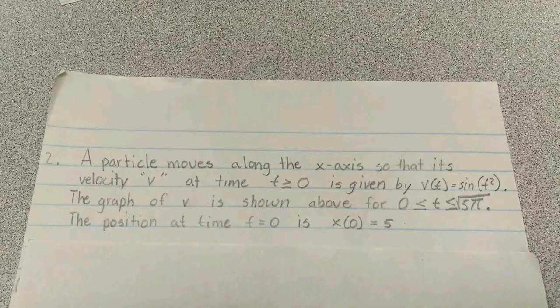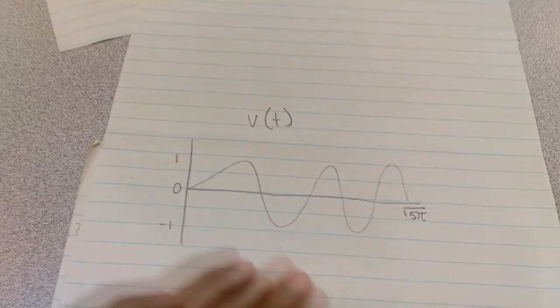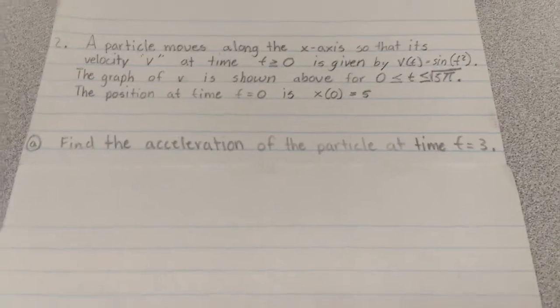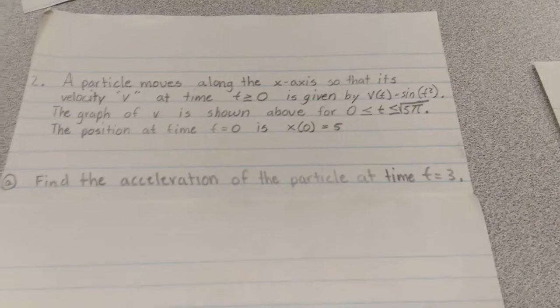Okay, here's the problem. Here's the graph. Okay, so here's the first question. Find the acceleration of the particle at time t equals 3.